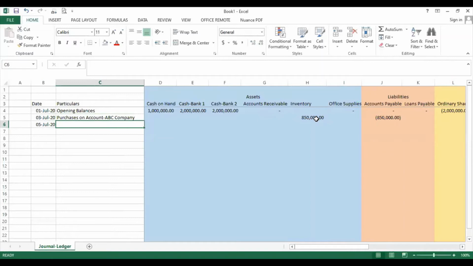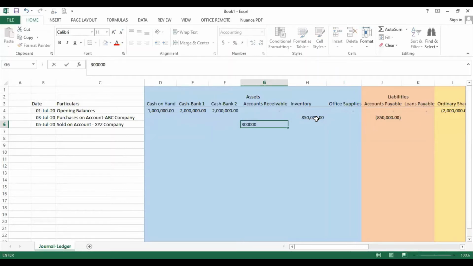7/5, 5th of July. We sold on account to XYZ, our favorite company in accounting, XYZ and ABC company. So we sold on account to XYZ for, let's say, 3 million. Oops. 1.5 million, rather. 1.5 million.